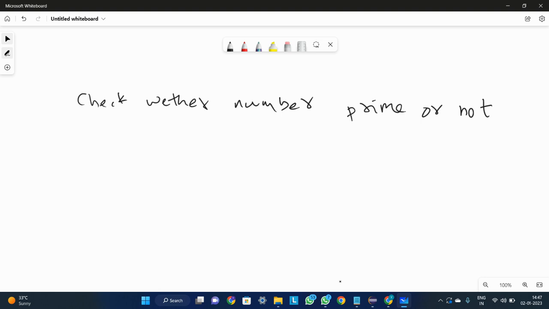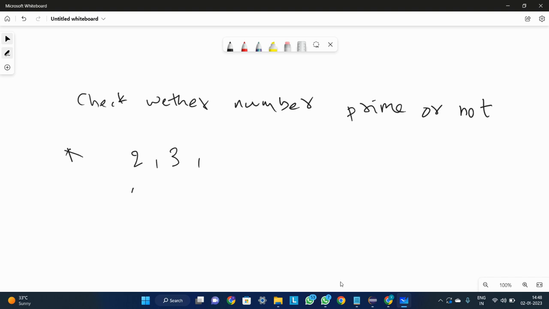Now we know that a prime number is a number which has factors only 1 and itself. Factors means the numbers which divide with remainder 0. Let's take an example. 1 is neither prime nor composite. If you take 2, 2 is divided by 1 and itself, so it's a prime. 3 is a prime because the factors are 1 and 3.